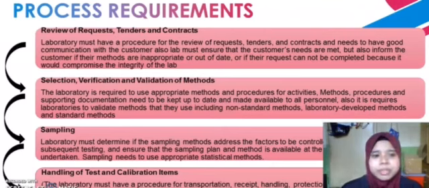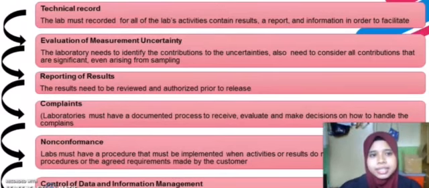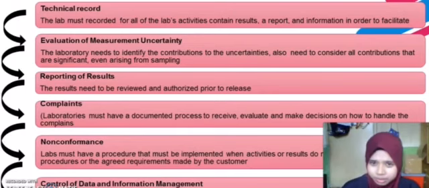Sampling. The laboratory must determine if the sampling method addresses the factors to be controlled. Handling of test and calibration items. The laboratory must have a procedure for transportation, receipt, handling, protection, storage, retention, and disposal or return of the test or calibration items. Next is technical record. The lab must record all the lab activities and results. This is evaluation of measurement uncertainty.